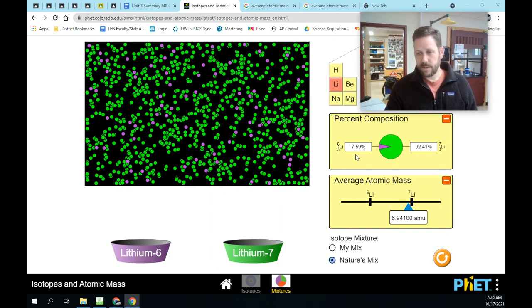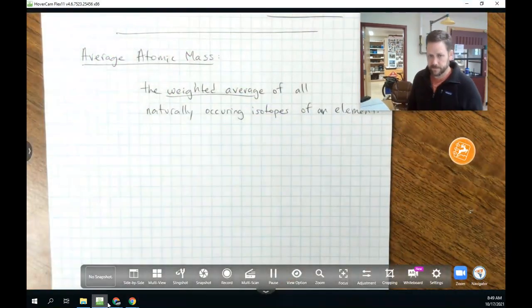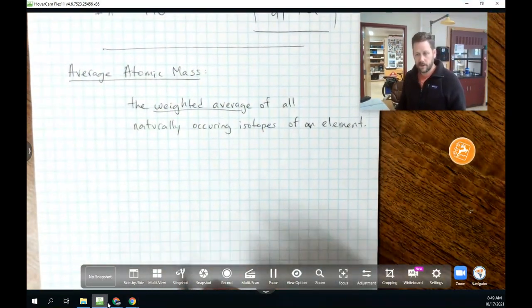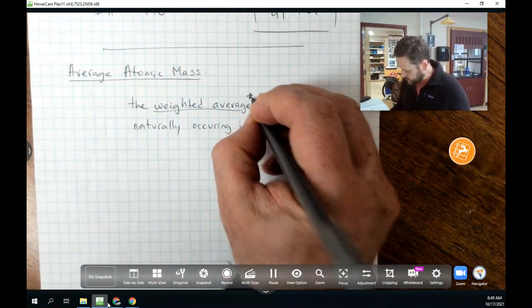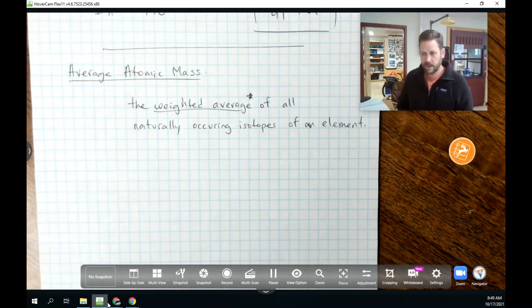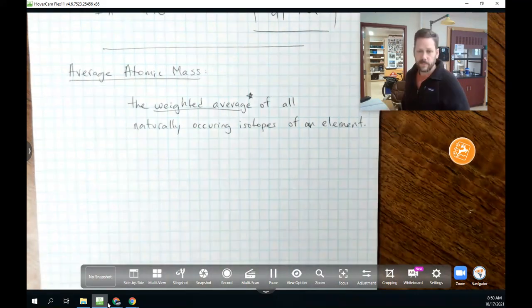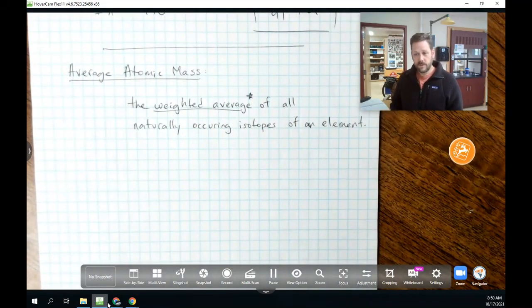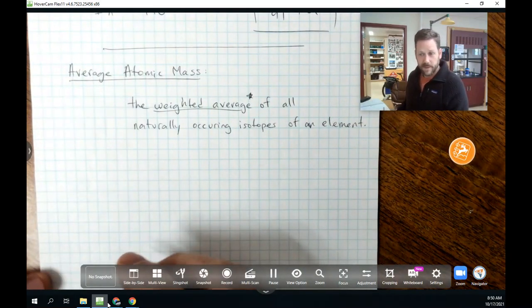So the average atomic mass of lithium can be calculated as a weighted average. And I want to spend a little bit of time talking about the units of average atomic mass before we talk about how to calculate a weighted average. So I'm going to put an asterisk next to weighted average to come back to that point later, and instead introduce another important idea, which are the units for average atomic mass. The units for atomic mass are called atomic mass units.